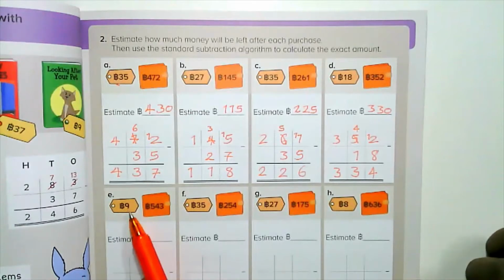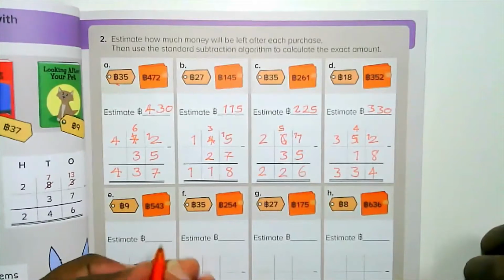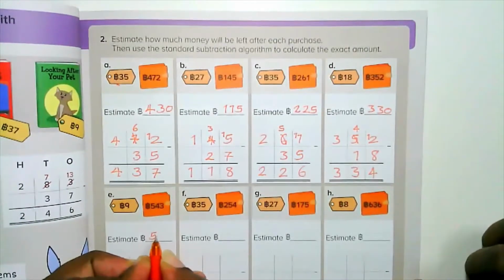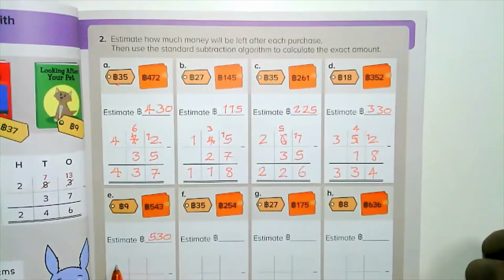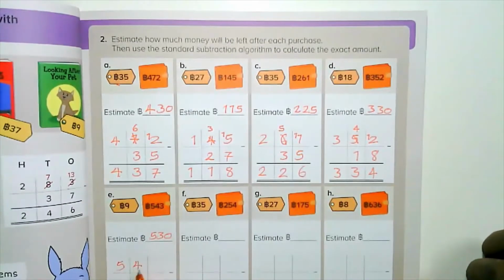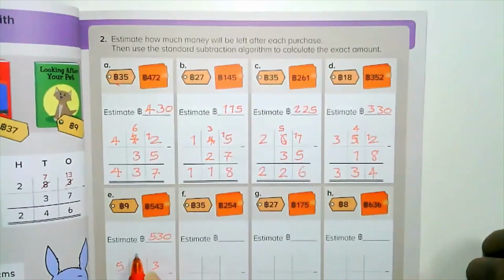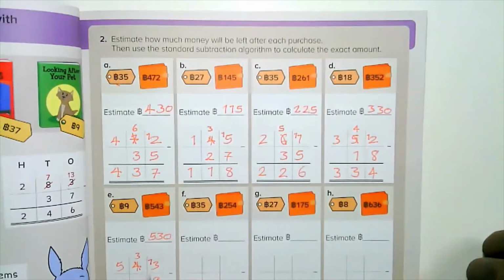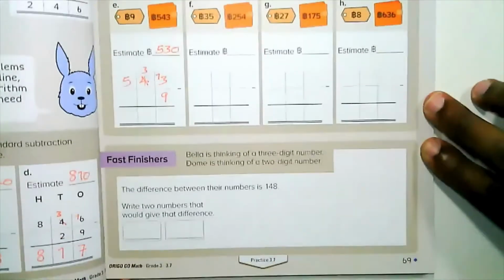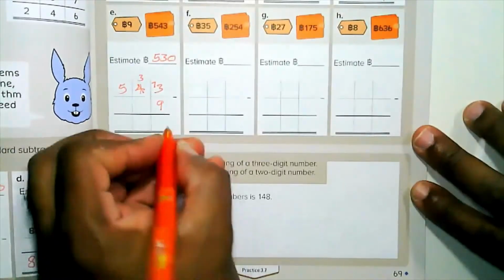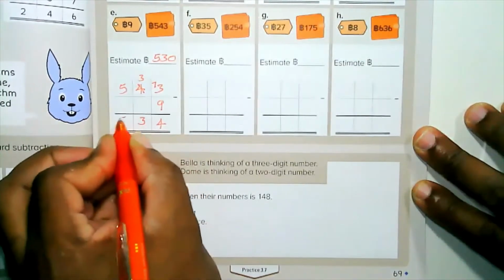Let's round this up to be 10. So subtract 10 from this number, we have the estimate to be 530. So let's see if we get close to 530. Borrow 1 from here, remain 3, bring the 1 here. So 13 minus 9 will be 4. 3 minus 0 will be 3, and 5.